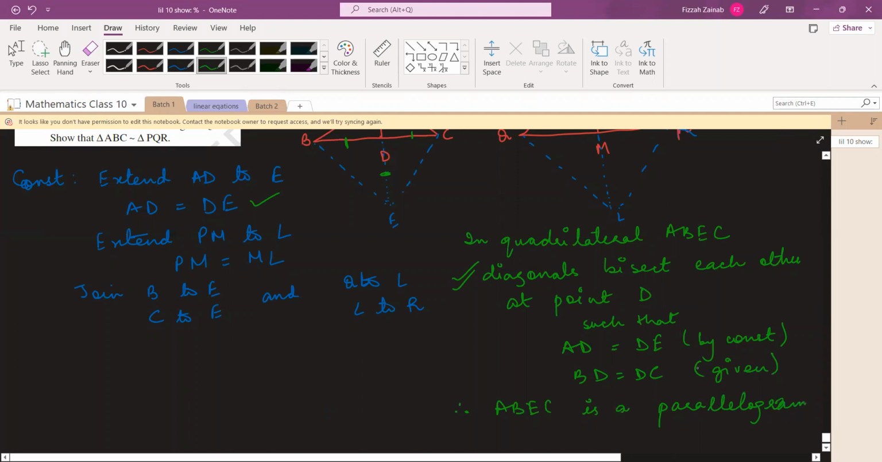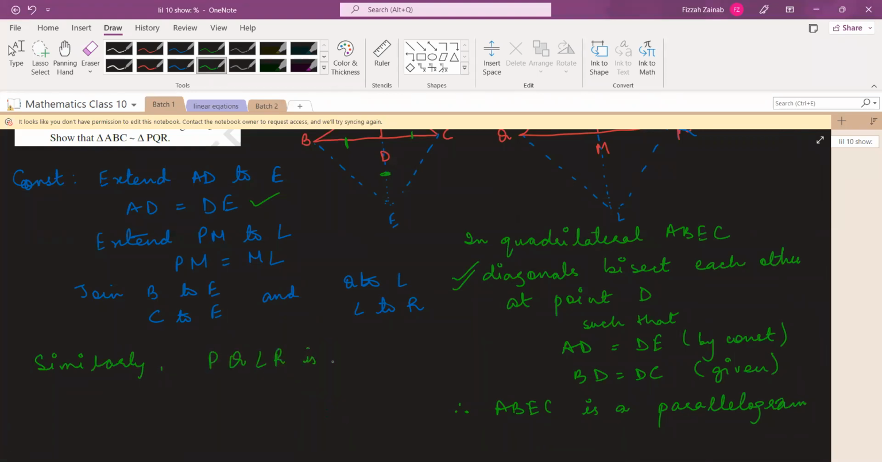Now, similarly, we can prove for the other quadrilateral also that it is a parallelogram. So let me call it some result. Similarly, after this, you can write: the other PQLR is a parallelogram. So you don't have to write everything by the same similar method. PQLR is also a parallelogram.